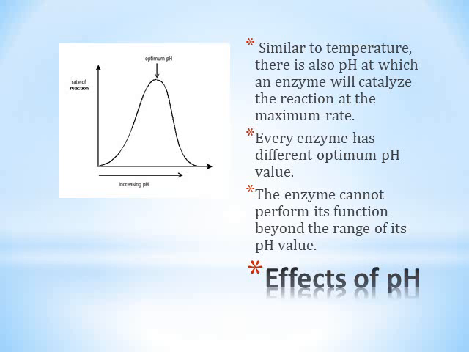So in the previous slide we had seen different types of enzymes which take part in digestion, in the stomach and in the intestine. On the basis of acidic or alkaline nature, enzymes are active here. So different types of enzymes have different optimum pH values. An enzyme cannot perform its function beyond the range of its pH value.